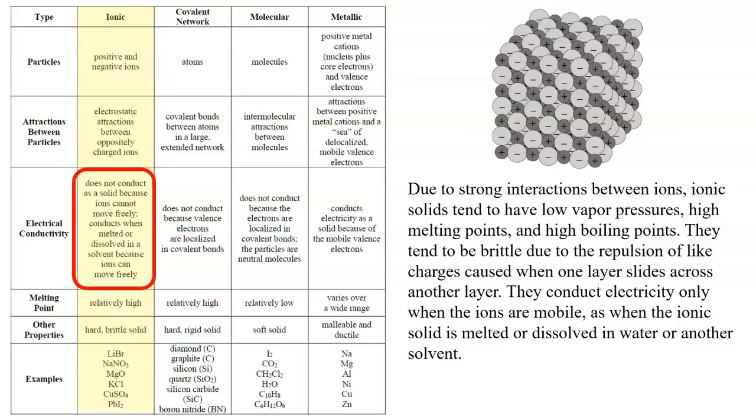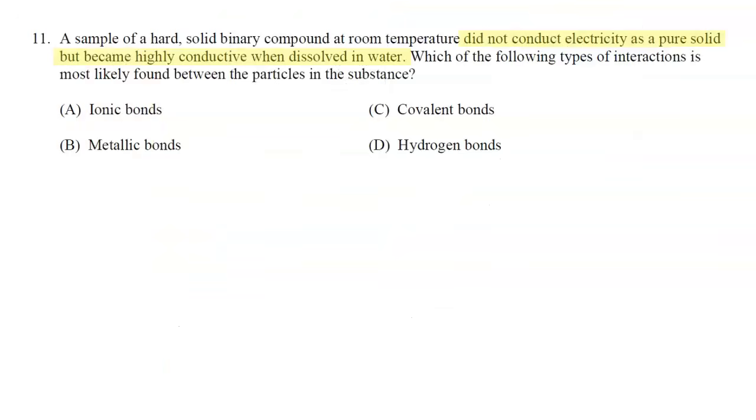As I had mentioned when I was talking about the answer to question 10, an ionic solid does not conduct electricity as a solid because the ions cannot move freely. But an ionic solid does conduct electricity when either melted or dissolved in a solvent because the ions can move freely. So in question 11, the answer is ionic bonds. An ionic substance does not conduct electricity as a solid, but becomes highly conductive when dissolved in water.